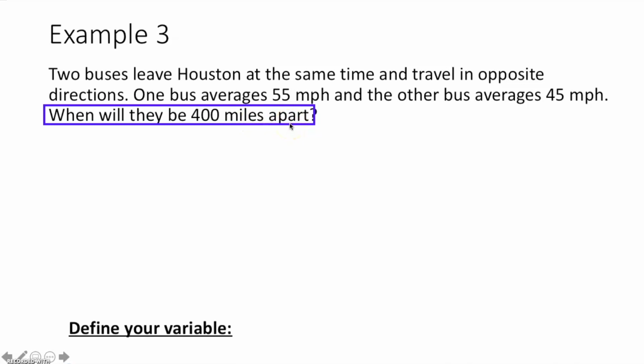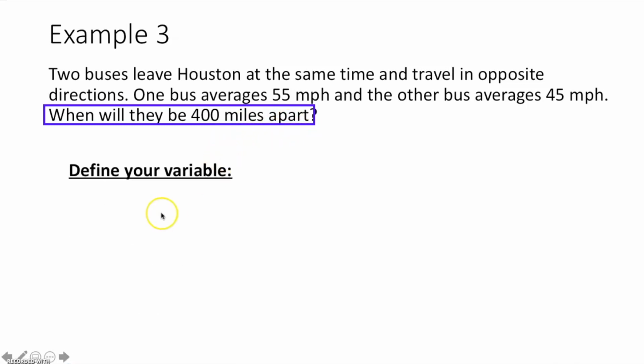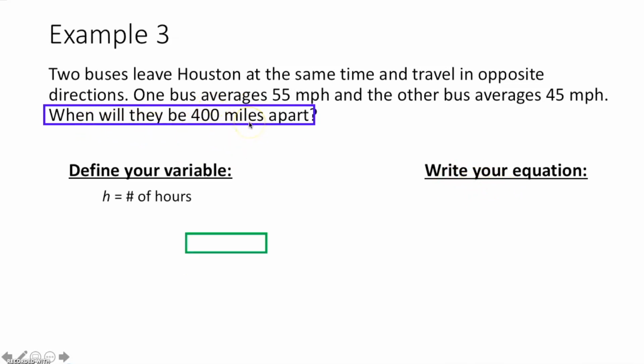So we're going to use that in step 3, which is to define our variables. What are our variables going to be? Well, what is it asking? When will they be 400 miles apart? So that's time, right? When. So we're going to make our variable h for the number of hours. Now we can write our equation. Is there a total that we can set this equal to? Well, it says when will they be 400 miles apart? So yeah, we're going to make it 400 miles. So whatever our equation is, it's going to be equal to 400 miles apart.